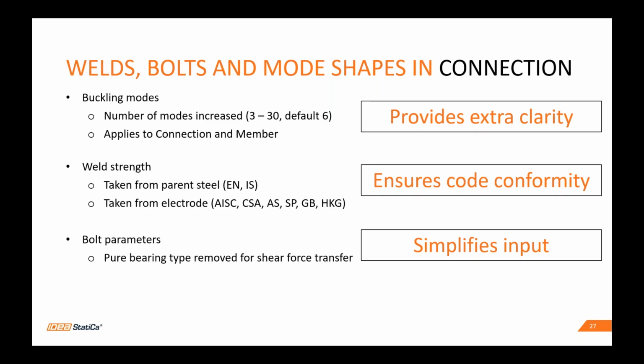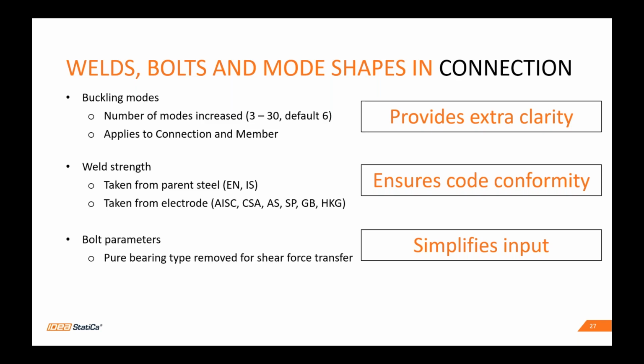For 21.1 onwards, the weld strength is taken from the parent steel for the European code and the Indian code, and it's taken from the electrode for all other codes. So this again makes it code compliant, and it's a safe approach.